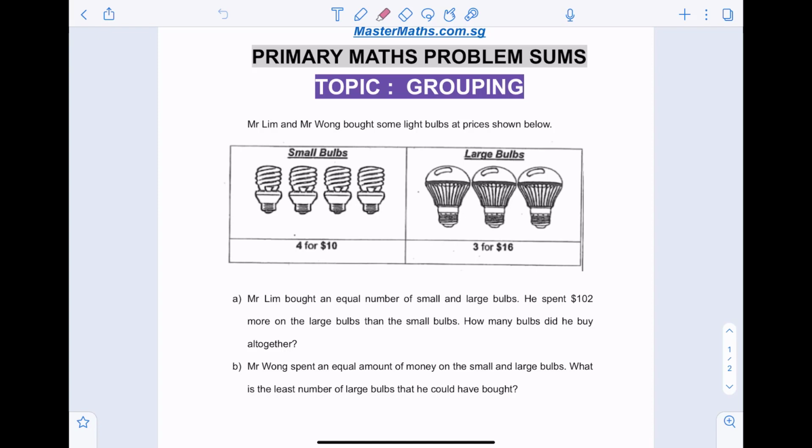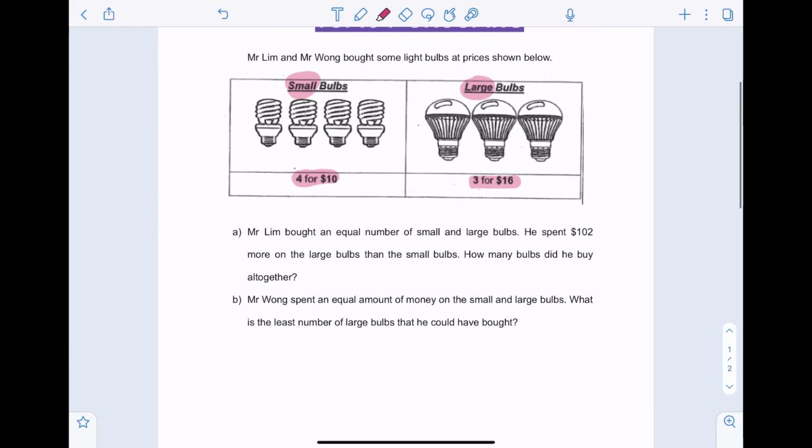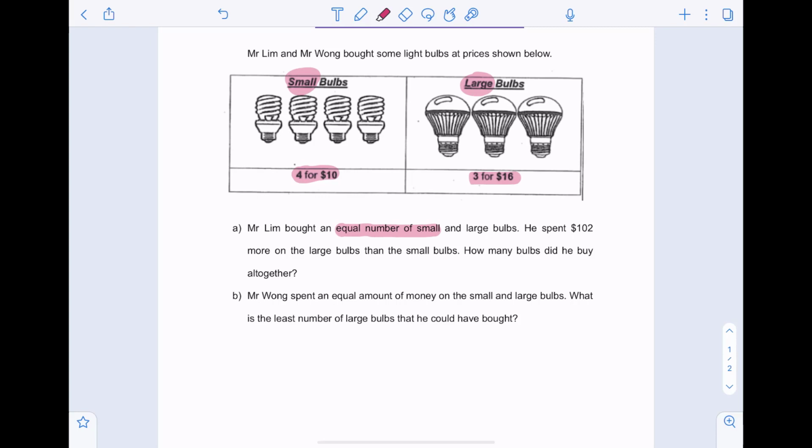Mr. Lim and Mr. Wong bought some light bulbs at prices shown below. So there's small light bulbs, there's large ones, right? The small one is going for 4 for $10, large one 3 for $16. Now, Mr. Lim bought an equal number of small and large bulbs. He spent $102 more on the large bulbs than the small bulbs. How many bulbs did he buy altogether?